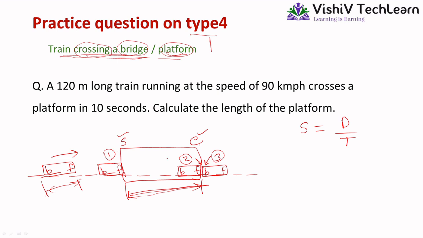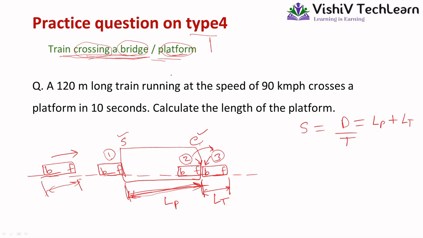Now from position 1 to position 2, it has covered the distance which is equal to the length of the bridge or platform. We can say length of the platform LP. And when it moves from position 2 to position 3, it has covered the length of the train, which we can denote by LT. So in short, when a train is crossing a bridge or platform, the distance covered will be LP, length of the platform, plus length of the train. This is how it could be the modification.